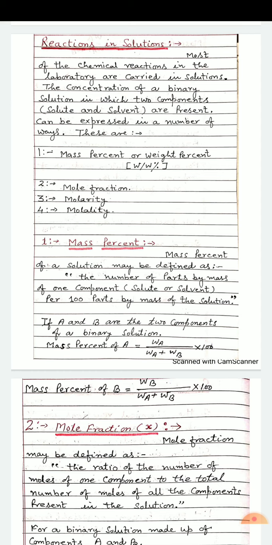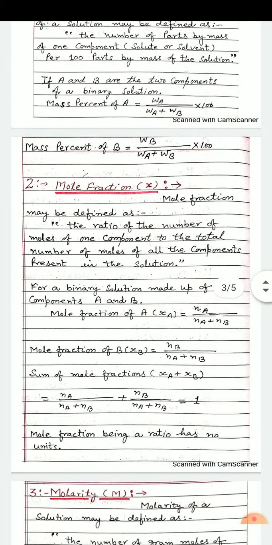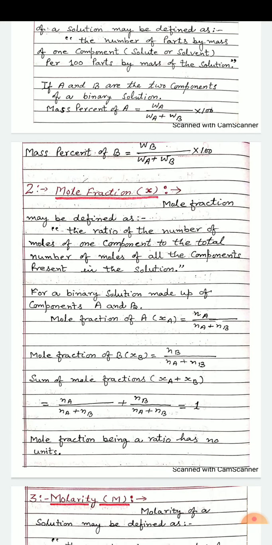If A and B are the two components of a binary solution, mass percent of A is equal to WA divided by WA plus WB, multiplied by 100. Mass percent of B is equal to WB divided by WA plus WB, multiplied by 100.